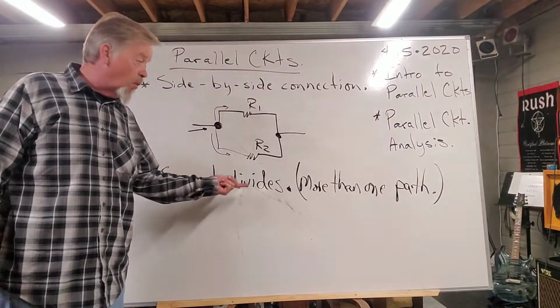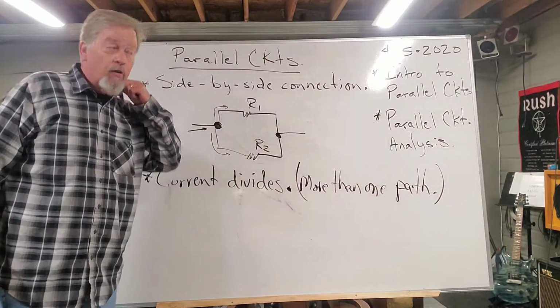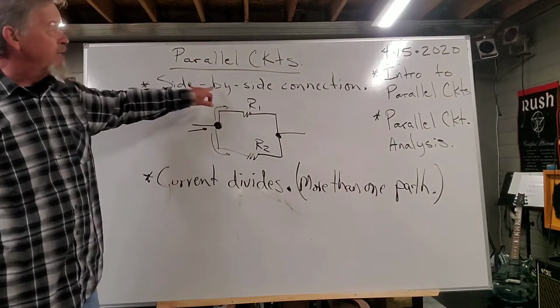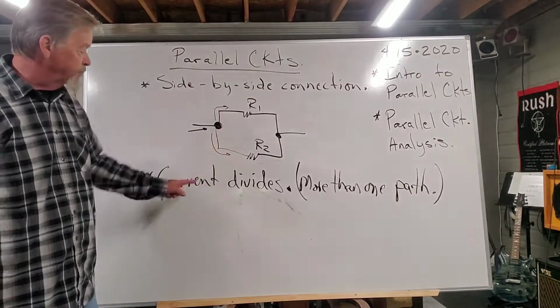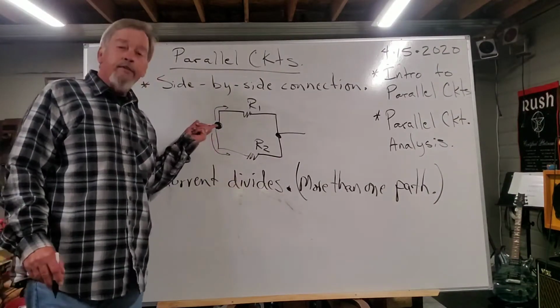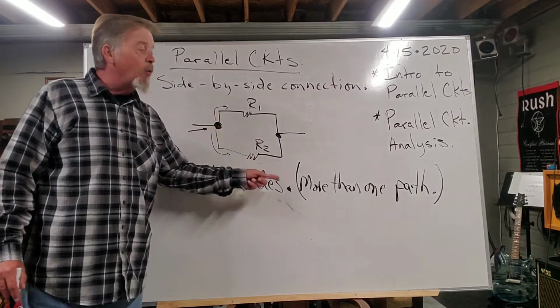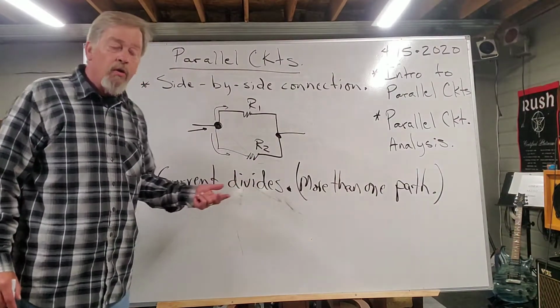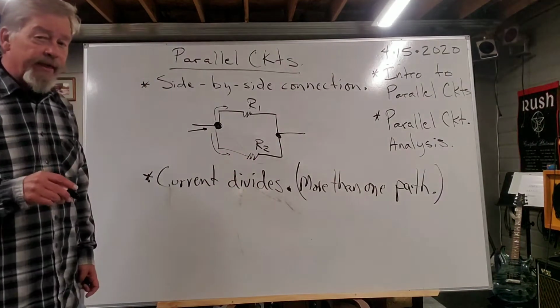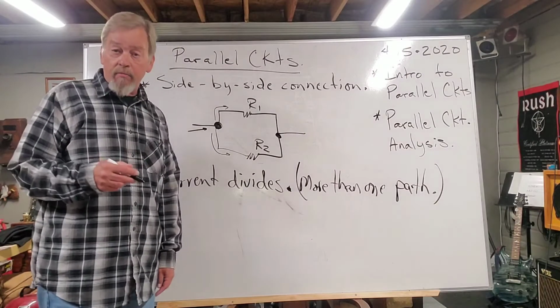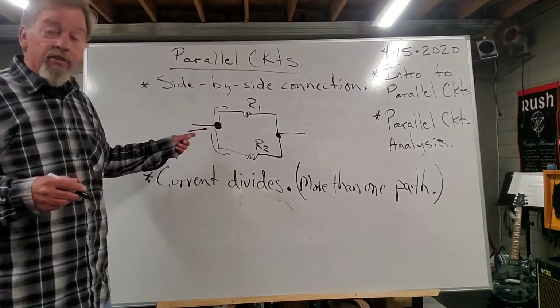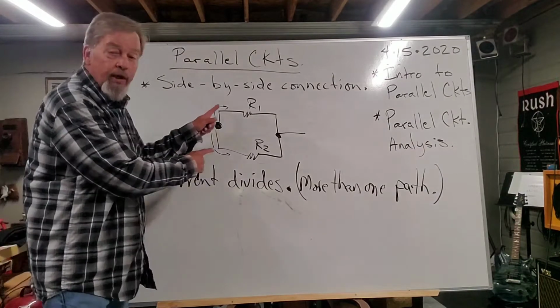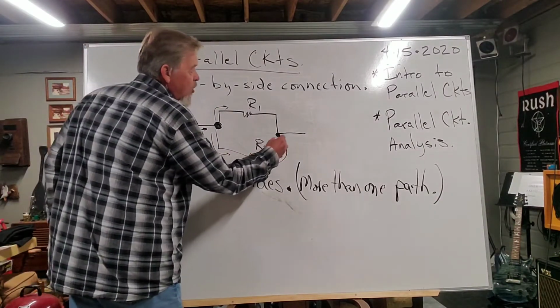Because there is more than one path for current flow. So parallel circuit, side-by-side connection, this causes currents to divide because now we have more than one path for current to actually flow through. So that's the first basic concept you need to lock in on when it comes to parallel.